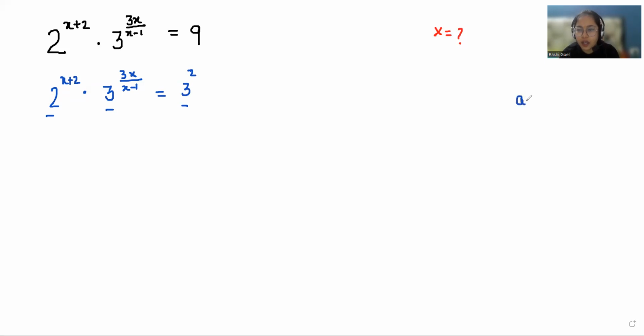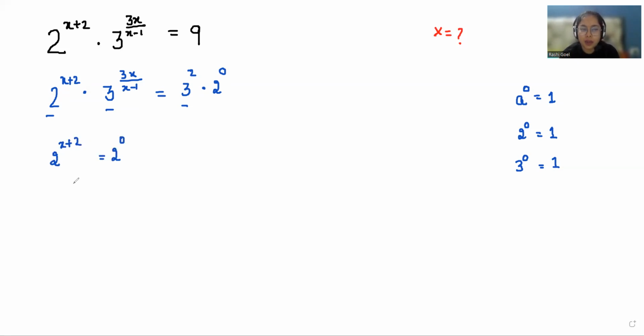We know that if a has power 0, we can call it as 1. So similarly, if 2 has power 0, it's equals to 1. 3 has power 0, so it's equals to 1. So we can write it as 2 power 0. Now on comparing, first we'll compare 2 power x plus 2 is equals to 2 power 0.